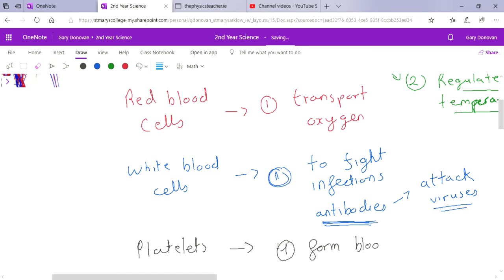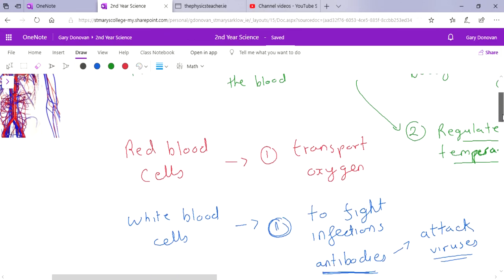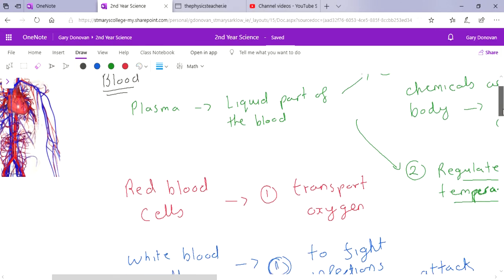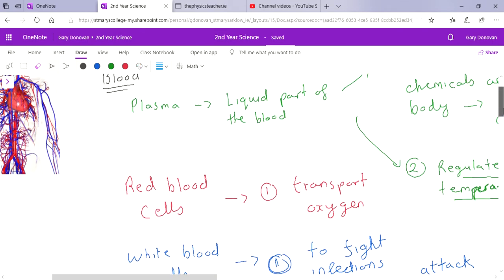So if you ever get a cut or anything like that on your hand, what happens is platelets are sent to that area, and then it clots, and it basically seals up the cut to protect your body so that no kind of foreign bacteria or anything that shouldn't be in your body can get into your body. So those four parts of the blood are really important, and they're parts that you need to know.